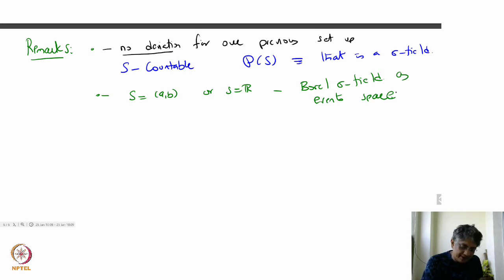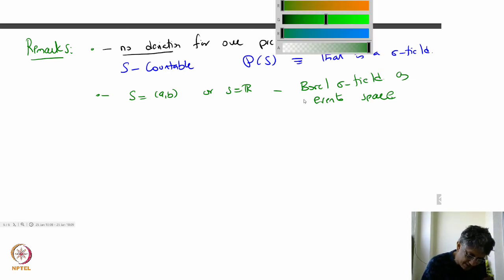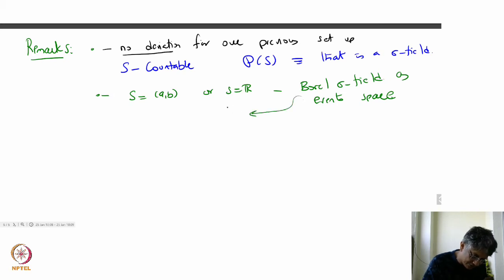So again, a sigma field means it satisfies 3 rules, like we said. In this case, the Borel sigma field will be one thing. It will contain all intervals. So this collection will contain intervals. It will contain the whole set.